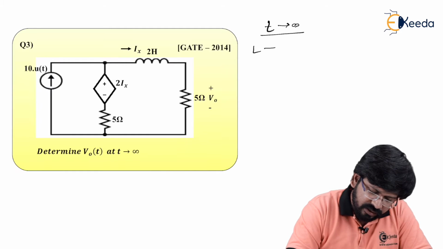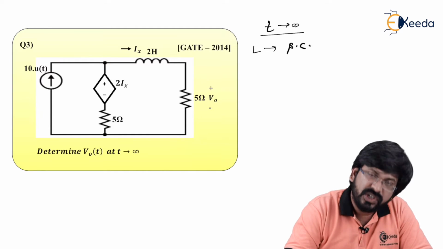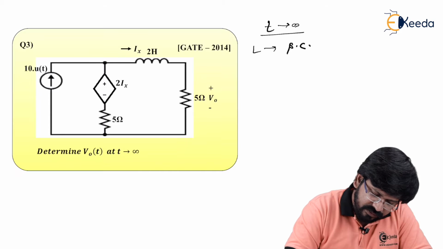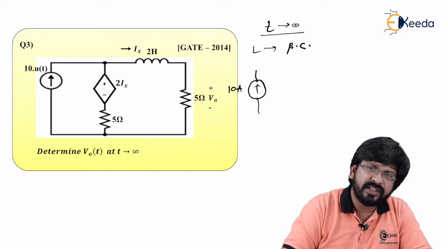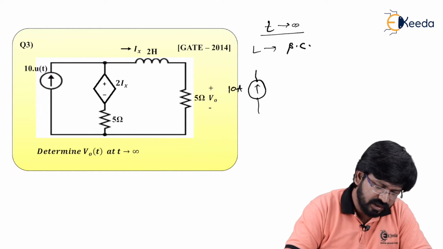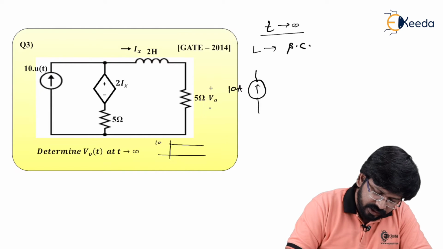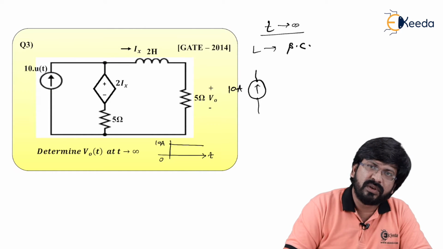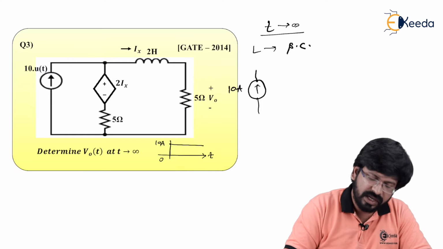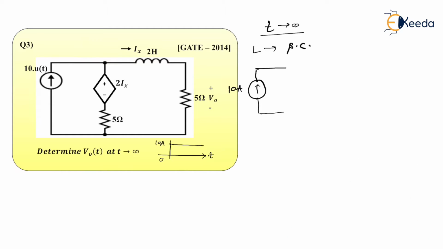So let's see, when it comes to t tends to infinity, your inductor will perfectly act as a short circuit. In that case, this is simply 10 ampere. Why can I take this as 10 ampere? Of course, because it is 10 times u of t. You know the fact that 10 times u of t means the response will be like this. This is 10 ampere, this is 0, and like this. So even though t tends to infinity, I of t will have a value of 10 ampere. So I replace it with 10 ampere only.